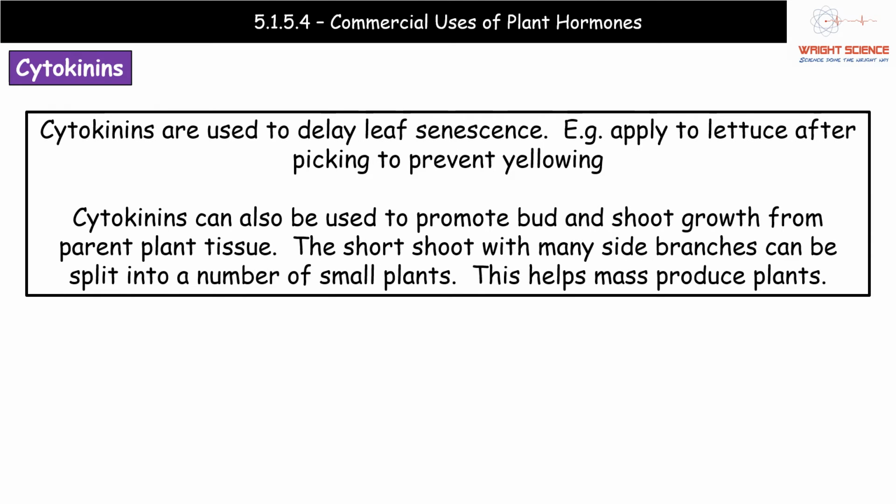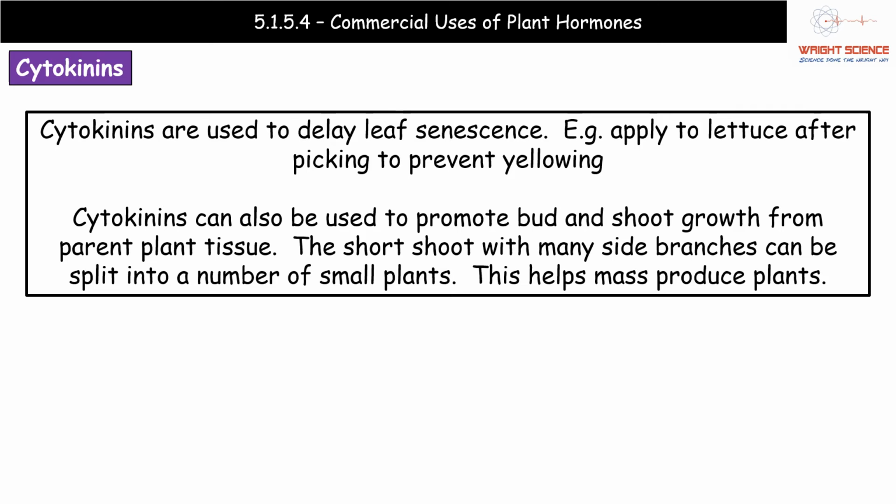The next plant hormone we're going to have a look at are the cytokinins. Now, cytokinins are going to be used in those instances where we want to delay leaf senescence. And this is probably the best example to do with lettuce. So lettuce is basically a whole bunch of leaves, and what we want to do is avoid those leaves going yellow, because again, when you're looking in the supermarket at what bits of fruit and veg you're going to buy, you're not buying the weird looking coloured one. If you're going to buy a lettuce, you're going to buy the nice green one. So we apply it to lettuce after picking, and the cytokinins are going to help prevent that yellowing.